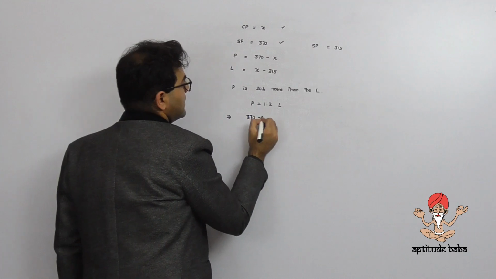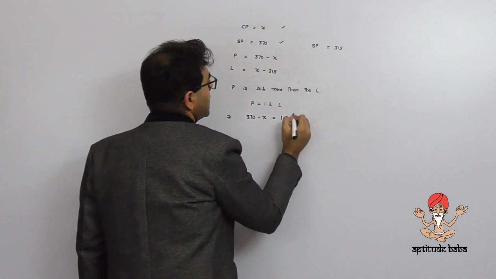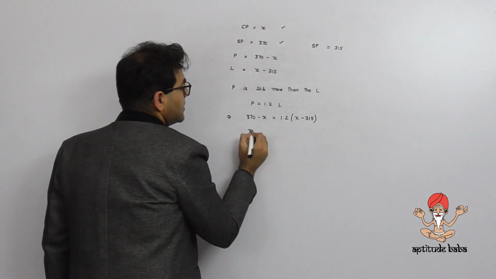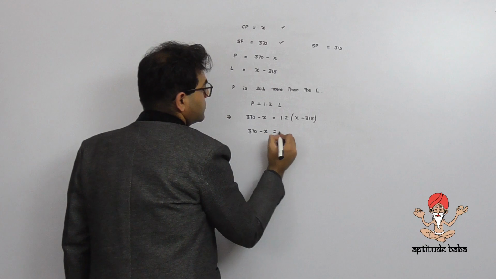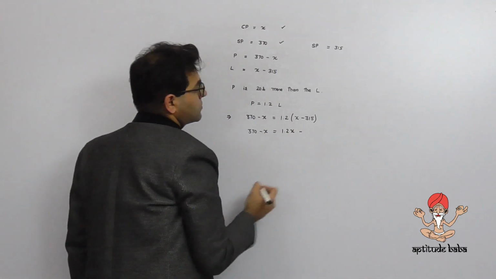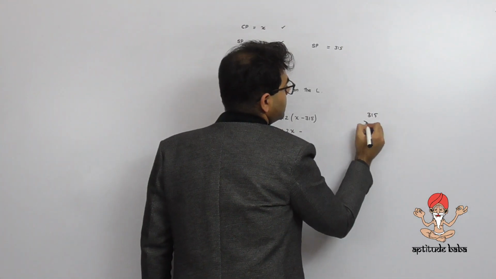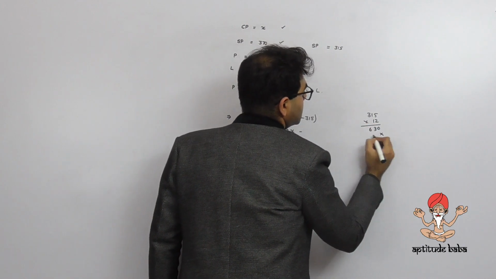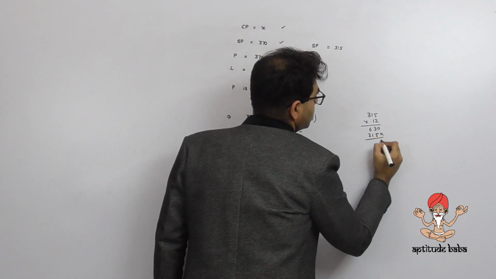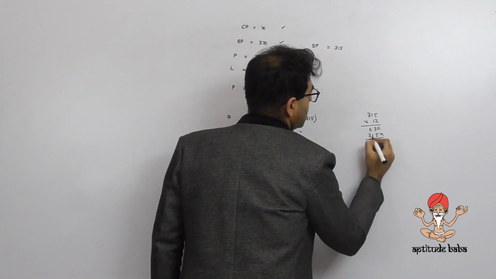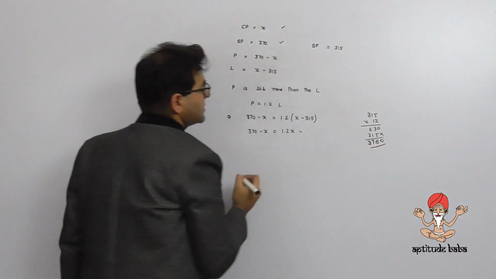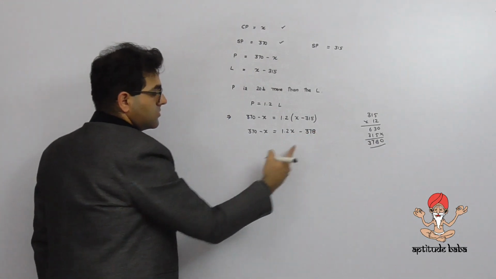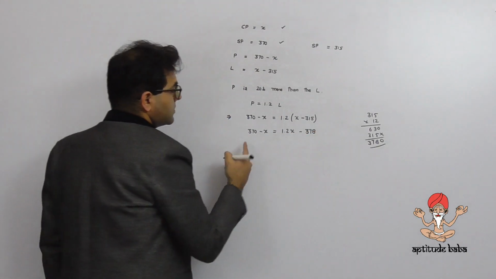So 370 minus x is equal to 1.2 times loss. What is loss? x minus 315. Let's solve it. 370 minus x is equal to 1.2x minus, okay, 315 has to be multiplied by 1.2. Let's do that. This gets you 630 and 315. Okay, that gets you 3780, but it was 1.2, so 378. Now when 378 comes over here and gets added, it will become positive.